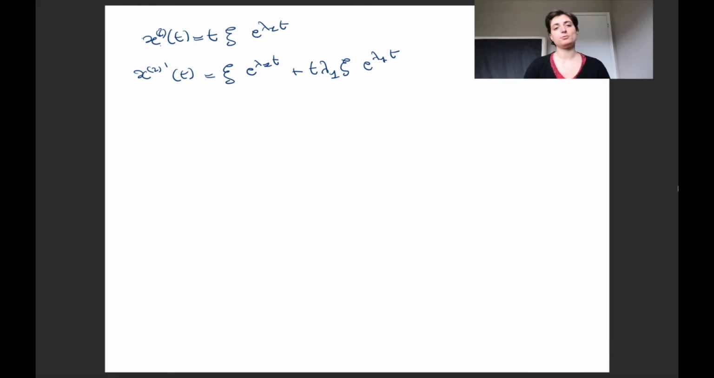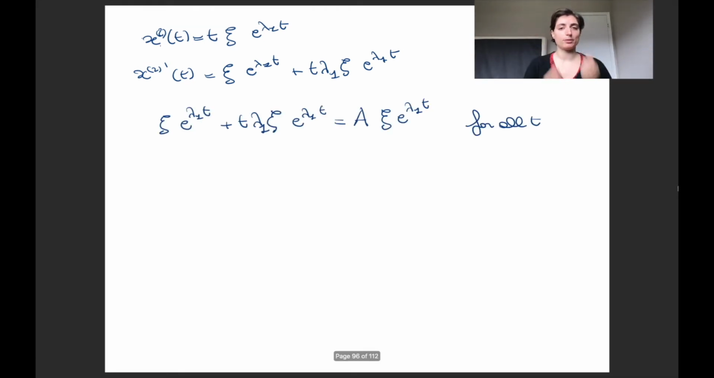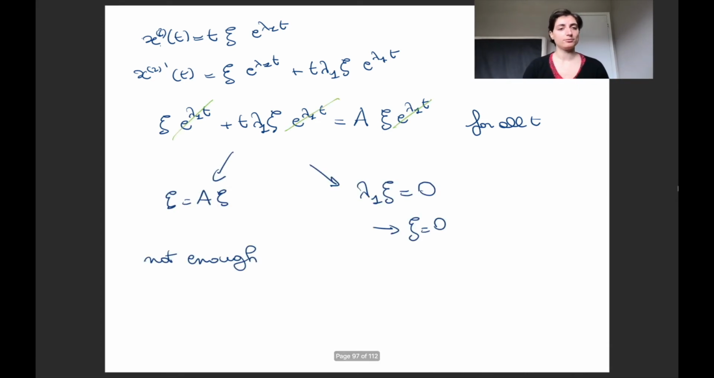x2 prime would have the form xi times e^(lambda1 t) plus t lambda1 xi e^(lambda1 t). If we plug it in, we have that x2 prime is equal to Ax for all t. So we can simplify because we can take e^(lambda1 t) away. And then we have to match element by element where we see the different powers of t.